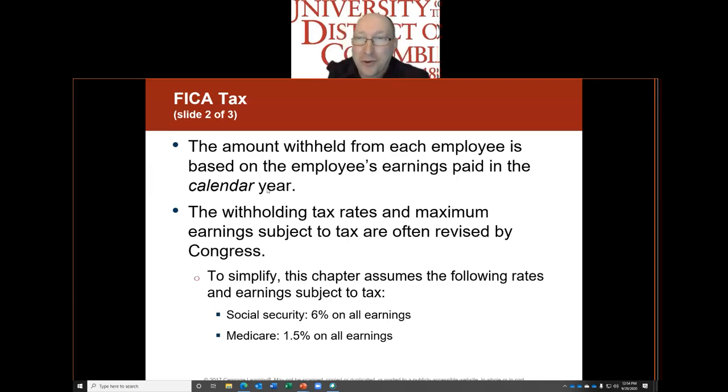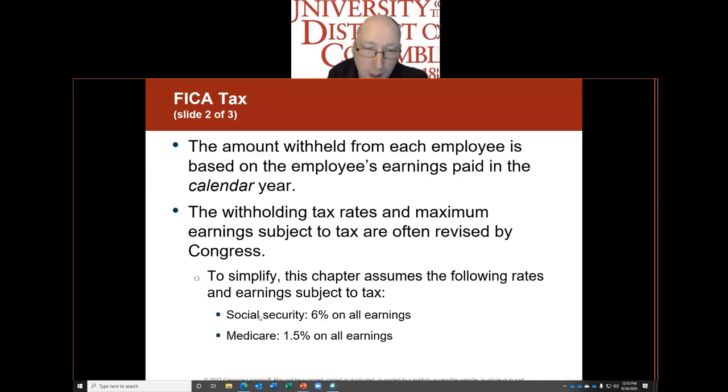The amount withheld from an employee is based on the employee's earnings paid during a calendar year. And of course, tax rates and minimum earnings apply. So these are set by our fancy friends at Congress, who I really don't like. Social Security, this was, I think, about 2 years ago. It's probably different now. The book was written in 2017.